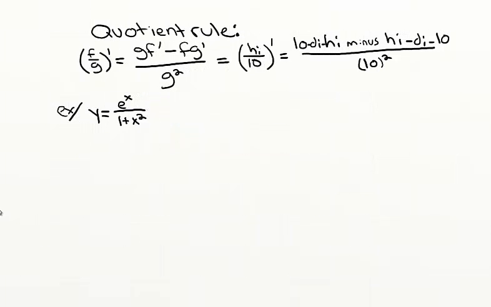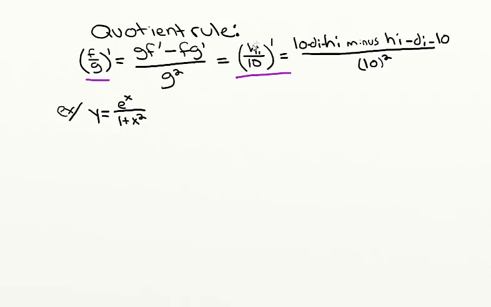This video is going to be discussing the quotient rule, which I have written right here. If we have f over g and we're going to take the derivative of that, we need to do g times the derivative of f minus f times the derivative of g, all over g squared. And sometimes we write that as high over low.